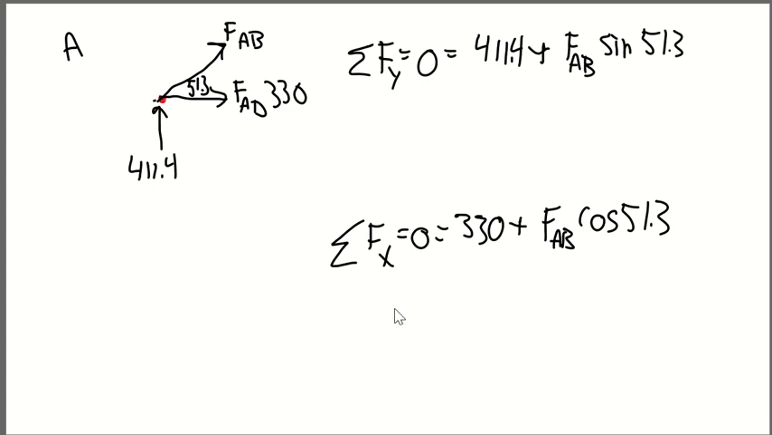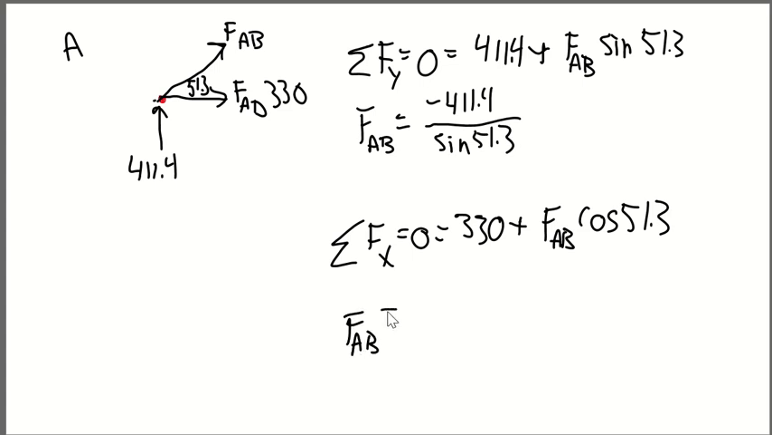Okay? And so I'll just rewrite these. FAB equals negative 411.4, because I brought it to the other side, divided by sine of 51.3, and FAB equals negative 330, because I brought it to the other side, divided by cosine 51.3. And you can see how I did that, right? I moved this to the other side, it went negative, and then I divided both sides by the cosine of 51.3. This was just to get me something so I knew exactly what I was punching into my calculator. Okay, let's see how we did.